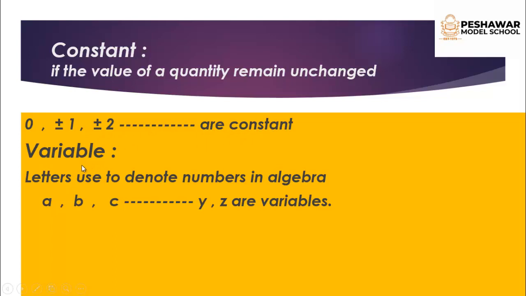Next is variable. Variables are letters used to denote numbers in algebra, or simply we can say that all the English alphabets, that is A, B, C and so on up to X, Y, Z, are called variables.